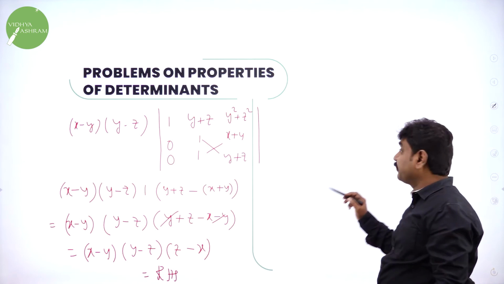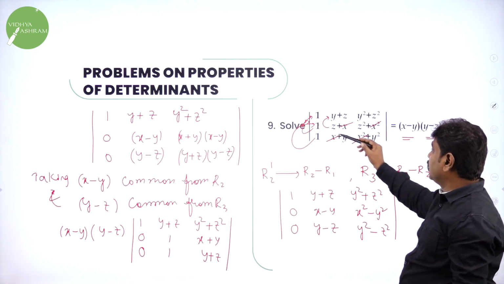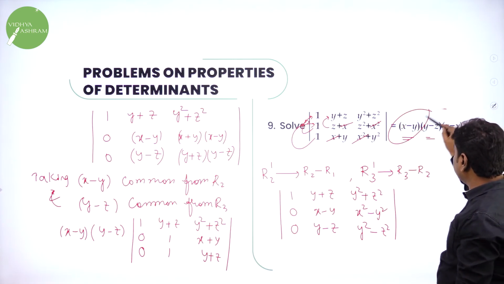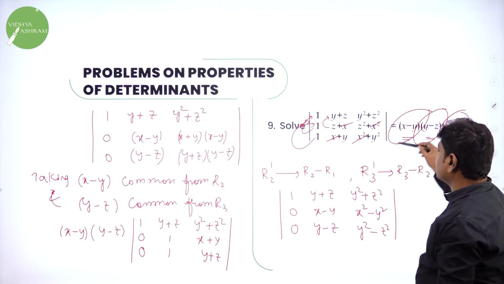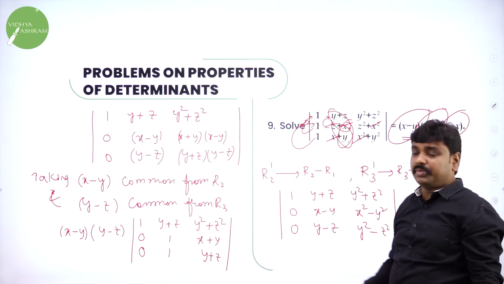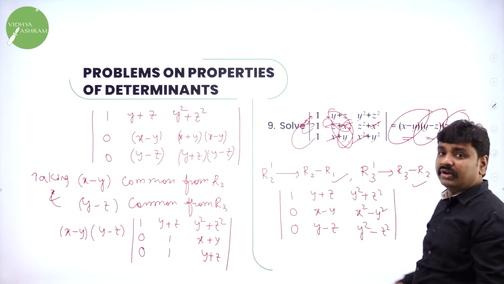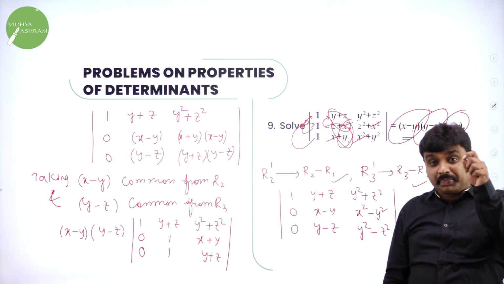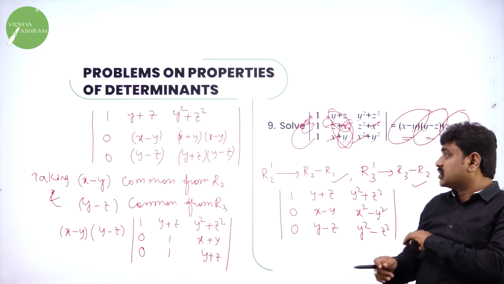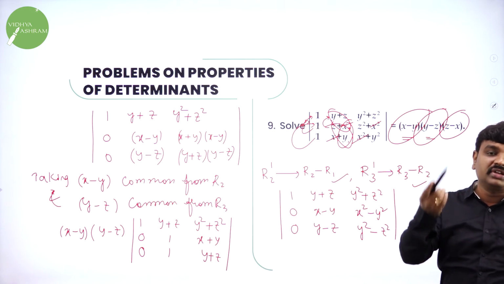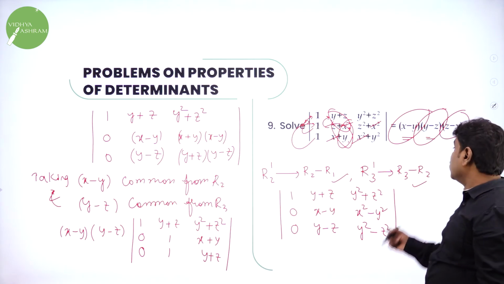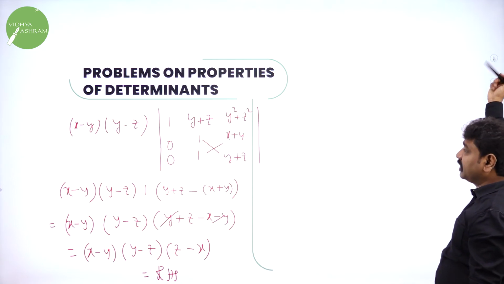See here, in the problem they gave 1 1 1, y plus z, y square plus z square, but observe the RHS: x minus y, y minus z, z minus x. Here x, y and z are involved. Depending on that, decide the operation, and you will get the answer. So depending on the RHS, you have to do the transformation. I observed x minus y. If I want x minus y, what should I do? R2 minus R1. R3 minus R2 gives me y minus z. At a time you can do two operations. We have done it and we got the answer.